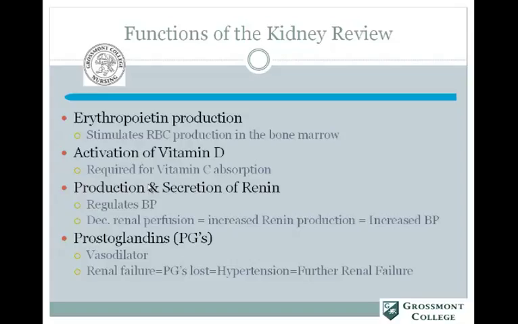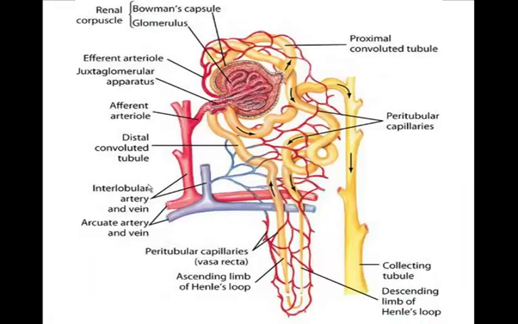Prostaglandins. Then prostaglandins happen in response to pain, and they vasodilate. So here's a picture of the functional unit of the kidney, the nephron. So we've got the glomerulus, and that does selective filtration.